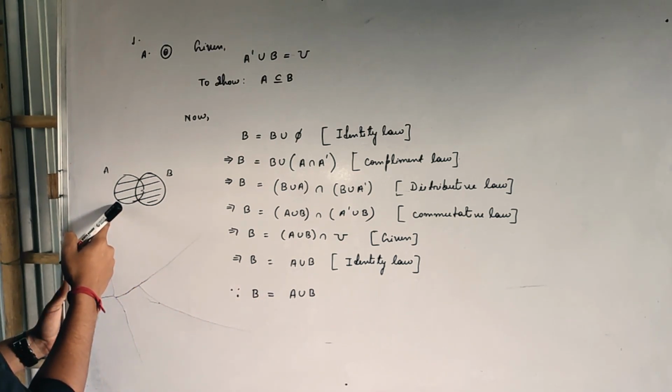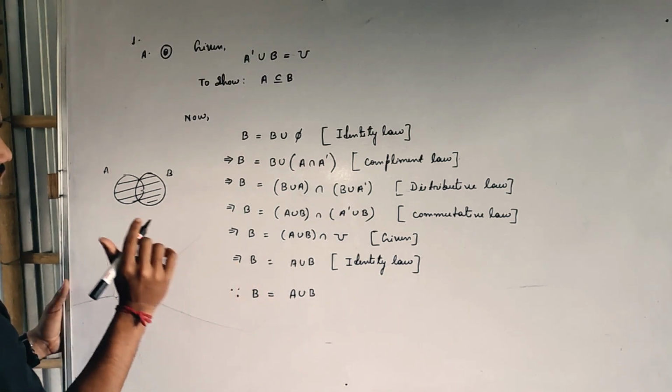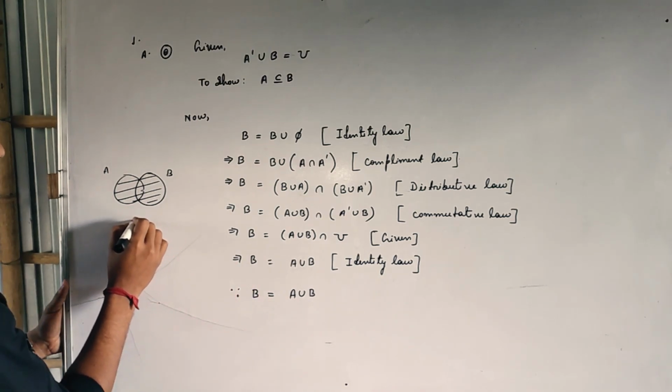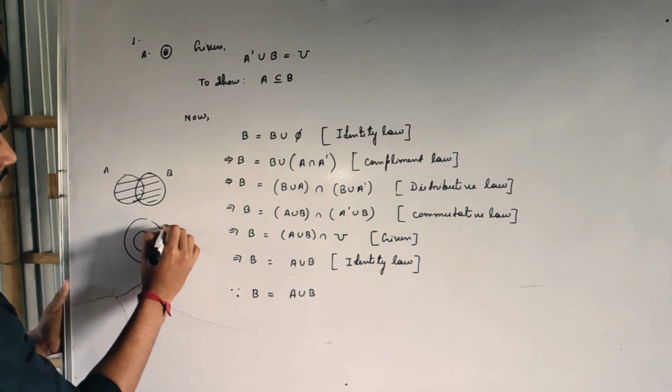No, the shading is not exactly equal to B, because B is only this much. So how can A union B be equal to B? Obviously the diagram has to be something like this. B has to be the larger set, that is A and B.